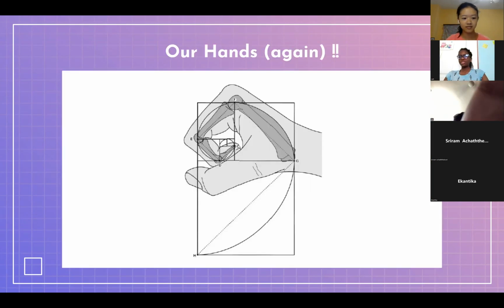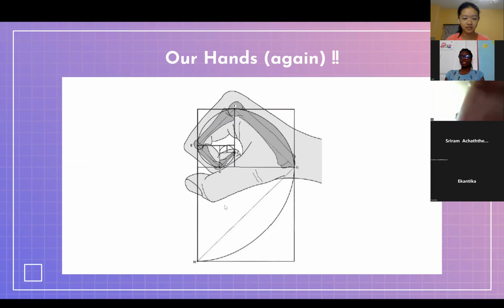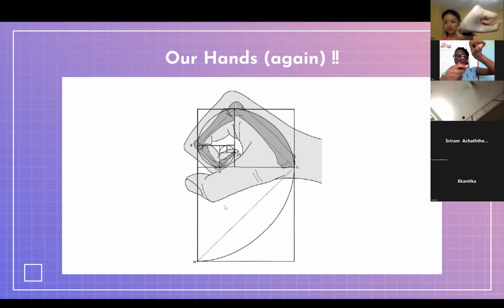So another place where you can find the golden spiral is our hands again. If you just make a fist with your hand, then it spirals. You can make the golden ratio using your own hand, guys.